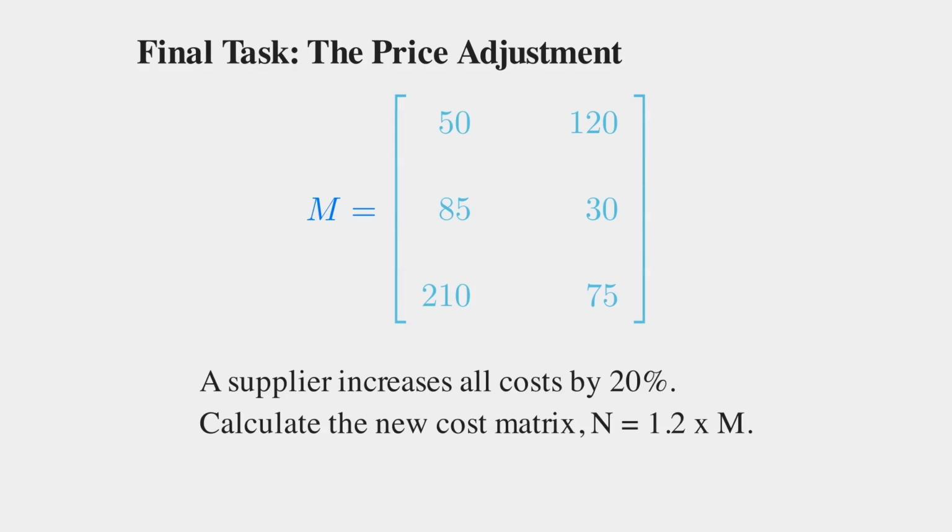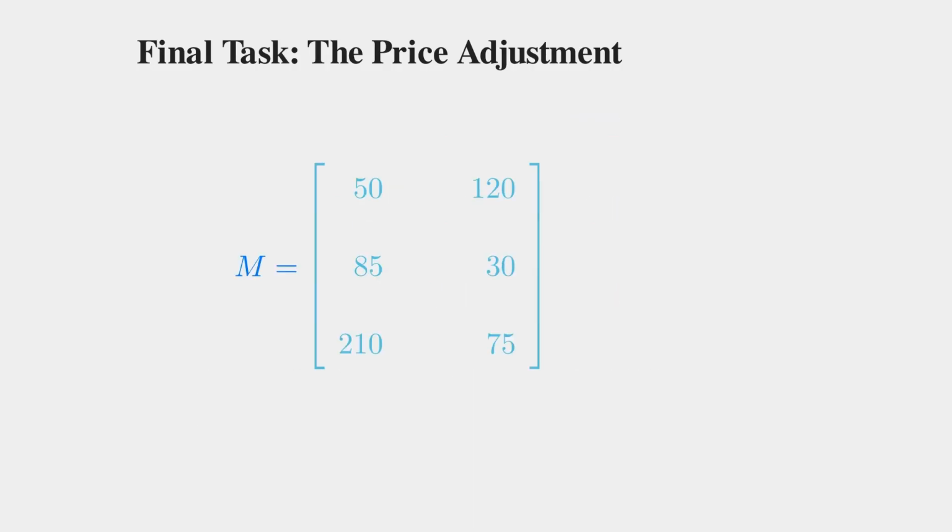Scalar multiplication is straightforward. You multiply every single element inside the matrix by the scalar value. There are no dimension restrictions for this operation. So we take 1.2 and distribute it. 1.2 times 50 is 60. 1.2 times 120 is 144. 1.2 times 85 is 102. 1.2 times 30 is 36.